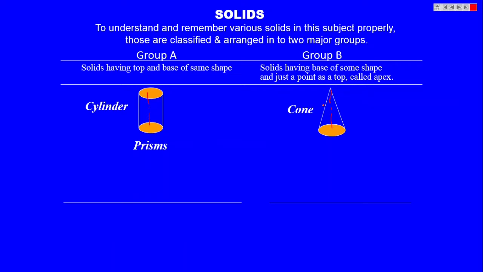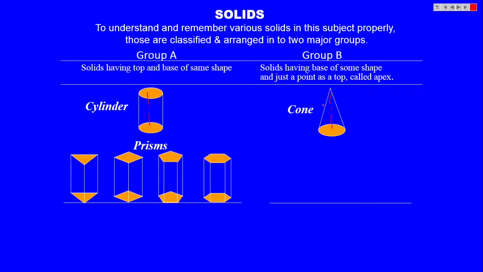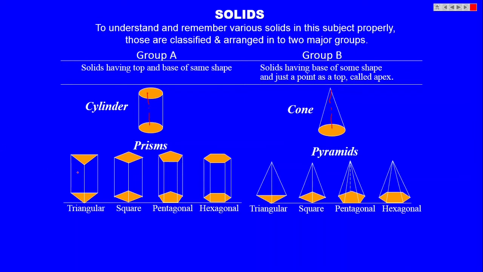Then another category which is coming under group A. Group A types of solids are prisms. Here there are four types of prisms. First one, triangular prism, where the base and top face are triangular in shape. Then these are square prisms. Top and bottom faces are squares. Then pentagonal prism, hexagonal prisms are there.